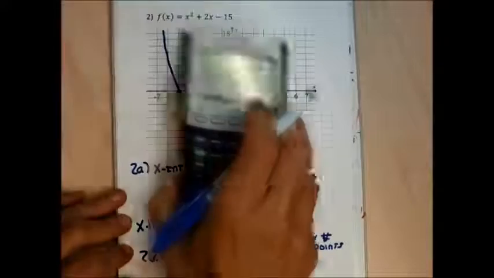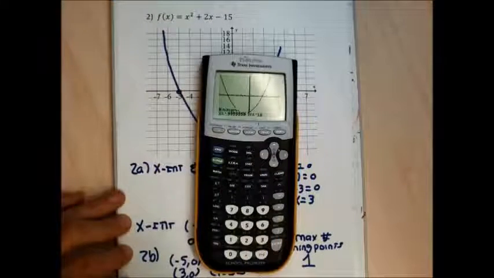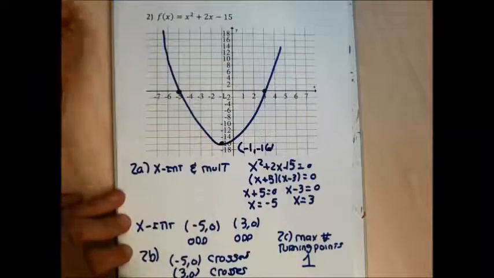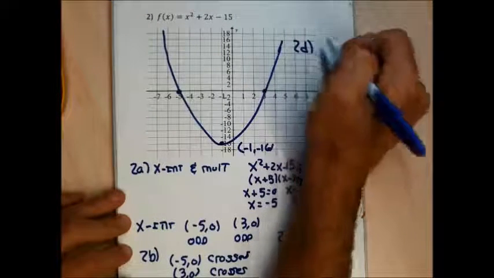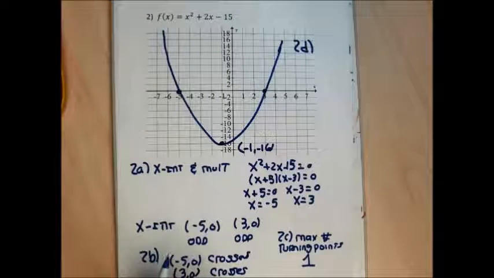Looks enough like my calculator's picture that I feel good about my graph. Done with part D, so this is part D of number 2. Part E wants the end behavior.